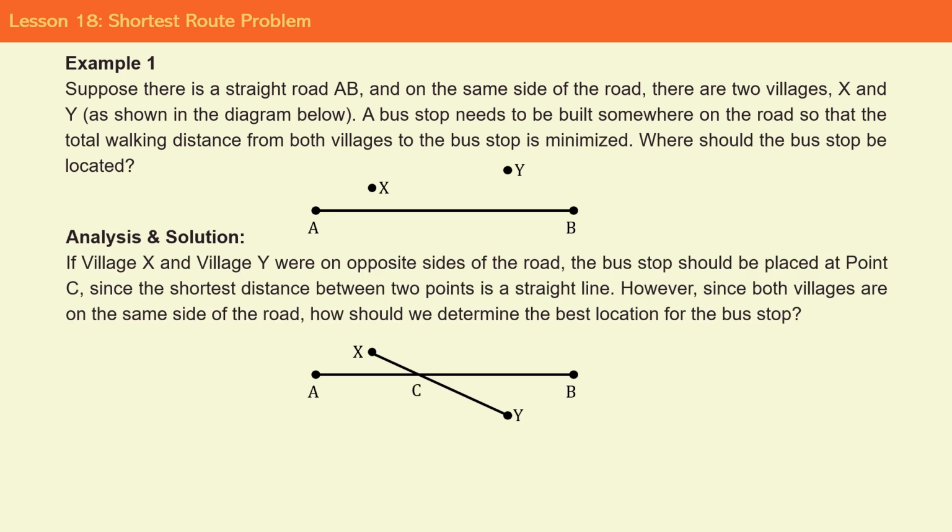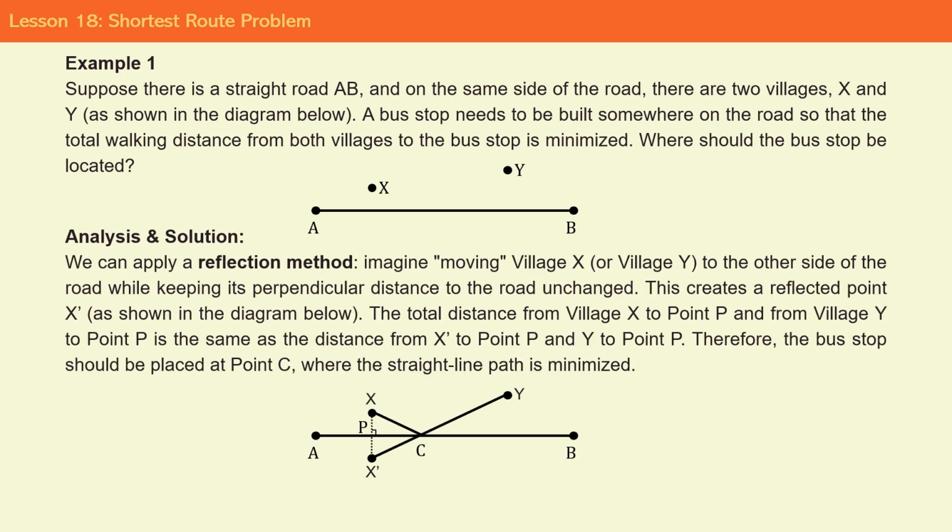If village X and village Y were on opposite sides of the road, the bus stop should be placed at point C, since the shortest distance between 2 points is a straight line. However, since both villages are on the same side of the road, how should we determine the best location for the bus stop?